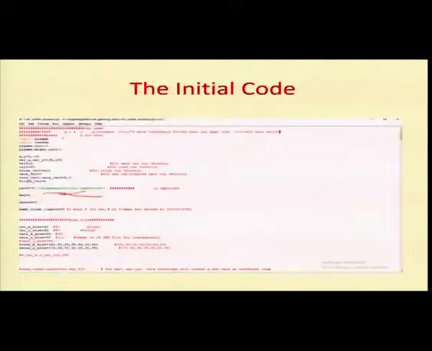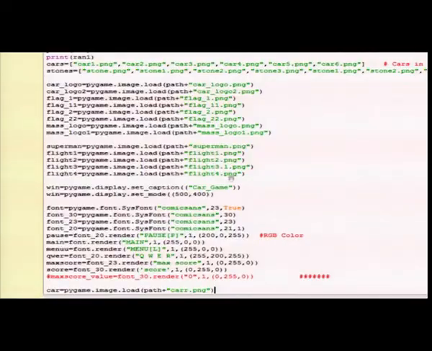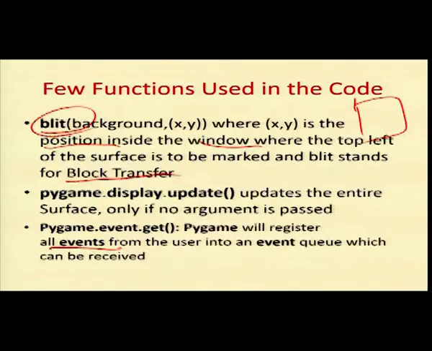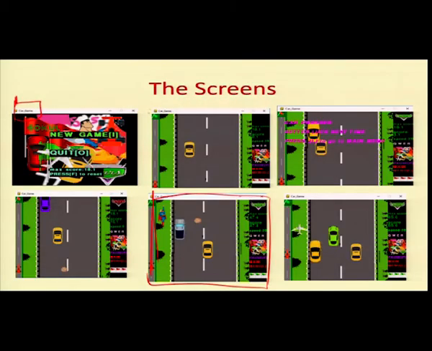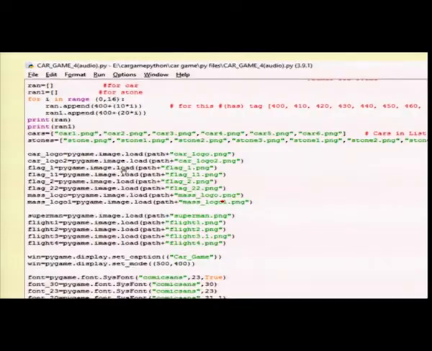Now, I am able to load the caption as car game, and I am displaying the mode as 500, 400. What does it mean? It is the size of the window, this particular size of the window, 500, 400.